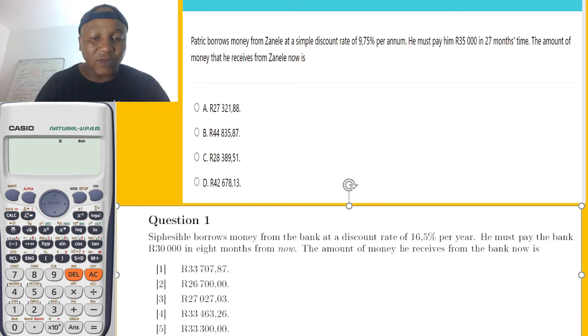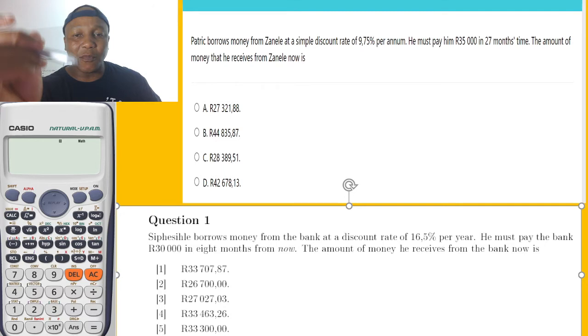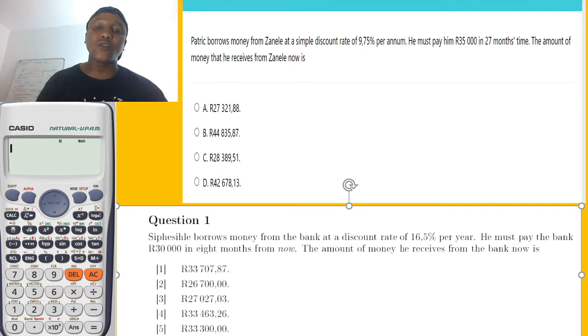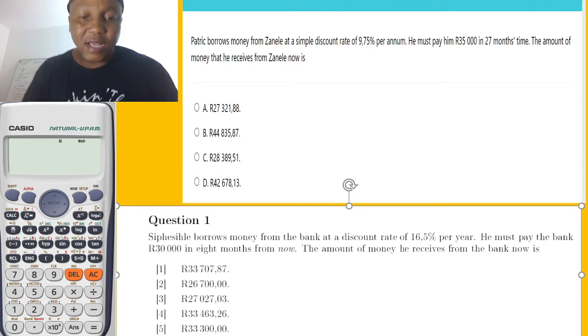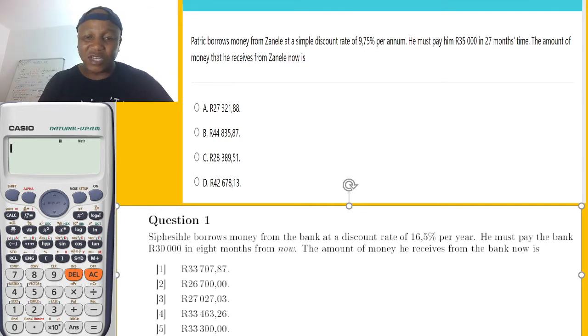So the first question they say here, Patrick borrowed money from Zanele. But before I go to question number one, let me do the question at the bottom, because if I do the one at the bottom, it's going to be very easy for you to understand the first question.